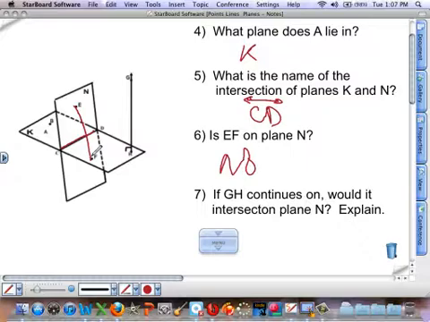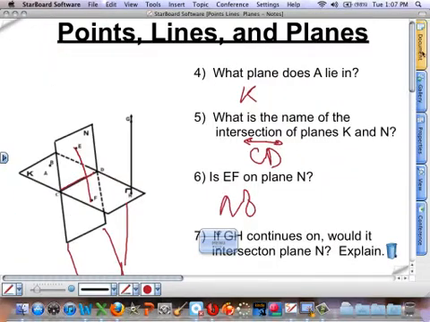Okay, and what would you think? Yes. Yeah, it should, right? If we continue that line coming all the way down, keep the plane going, at some point that's going to come in contact with the plane. That's the answer. Some other questions. All right, that's it.